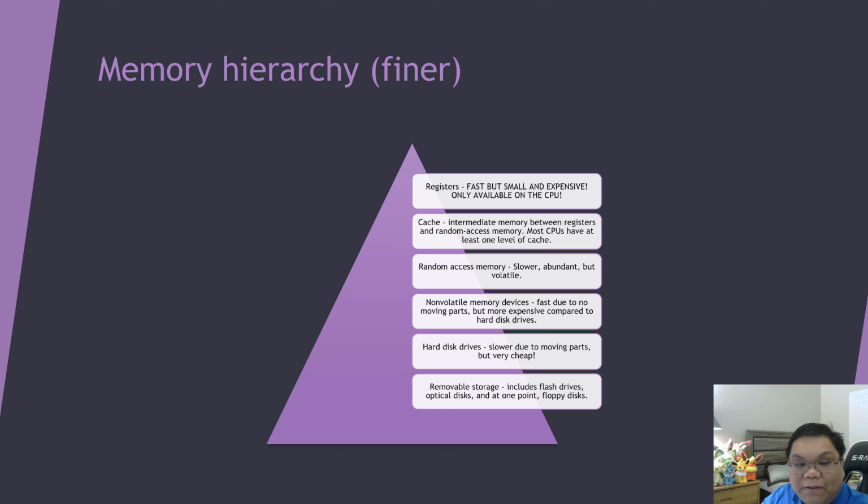This makes your programs run faster because your CPU isn't waiting for data to be read. Well, not waiting as long compared to waiting for random access memory. So cache is an intermediary memory between registers and main memory, or random access memory. And most CPUs will have at least one level of cache. I would say that 3 levels of cache is the norm.